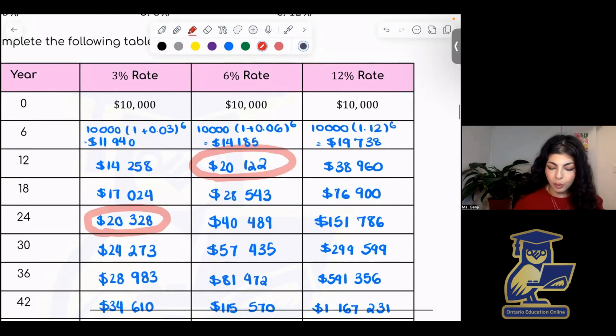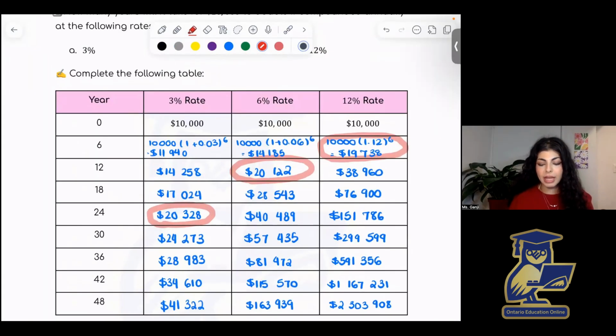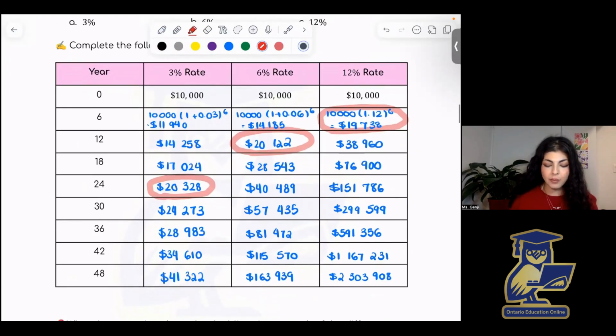And for the 12%, we will go with this value. So approximately after 6 years. And of course, if we save up for the full 48 years, we will have more than $2 million. So such a great rate for investments, of course.